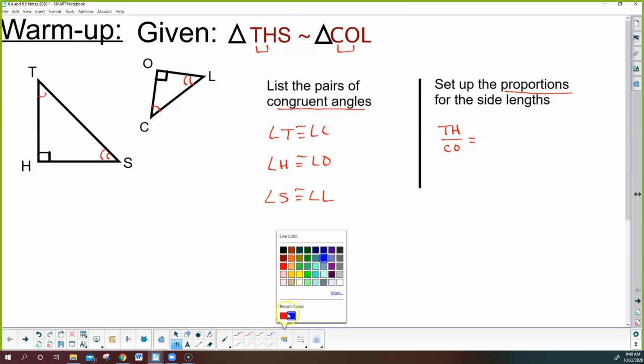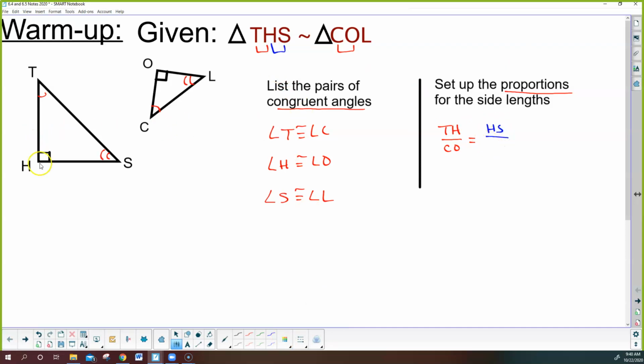And then I'm going to compare it to the other pair of corresponding sides, which I can say HS. Now HS is the 90 degree to the two markings, so that's OL. And then that would also be equal to the other matching, which you can say S to T or T to S, it really doesn't matter. But whatever order I follow here, I should follow the same order here. So T to S matches with C to L.